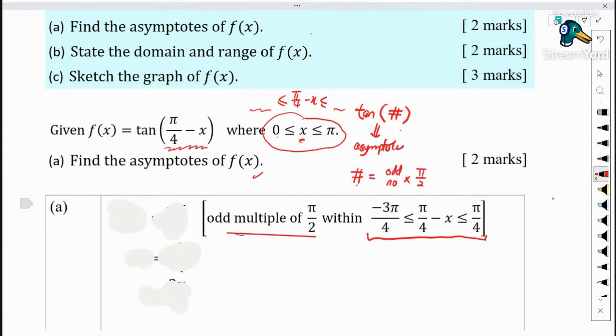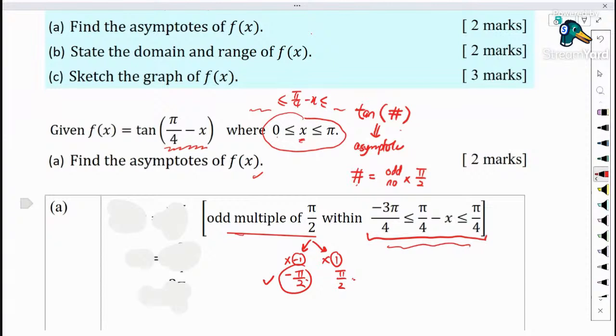And within this interval, what are the odd multiples of pi over 2 I have? For example, I can multiply by negative 1, or I can multiply by positive 1. Multiplying by negative 1, I have negative pi over 2. The other one is pi over 2, and so on and so forth. But we start with these two first. If these two are not included, then I shall not proceed further to the positive or negative side. So negative pi over 2 happens to be within the interval. Yes, this is the answer that we want for further calculation.